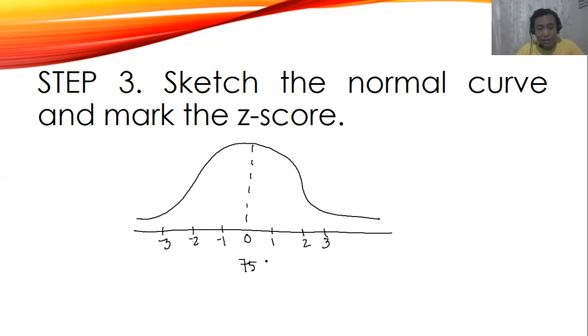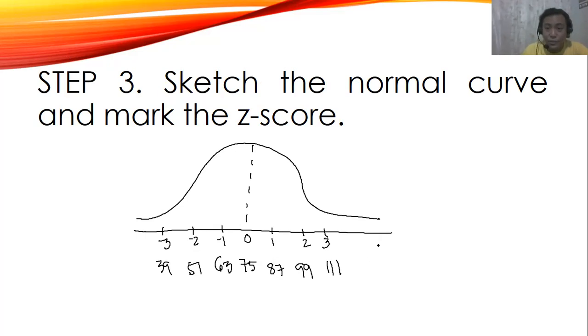Therefore, 75 plus 12 is equal to 87. 87 plus 12 is equal to 99, and 99 plus 12 is equal to 111. So 75 minus 12 is equal to 63. 63 minus 12 is equal to 51, and 51 minus 12 is equal to 39. So yan yung mga number na yan. Kumbaga, we just used yung 0, 1, 2, 3 para mas madali nating ma-identify.